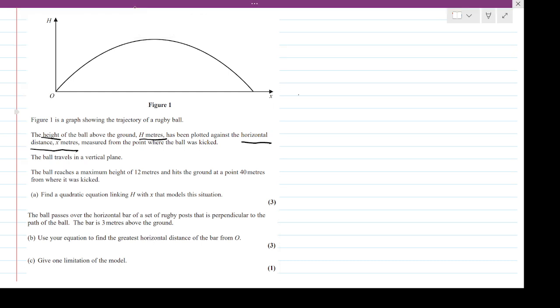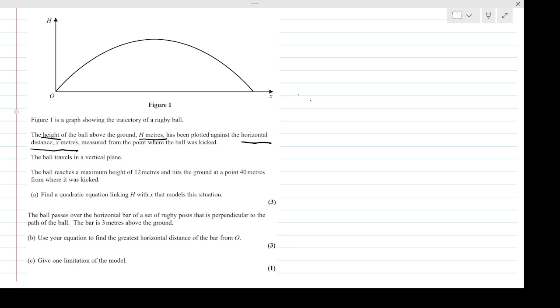So in this case, we don't have time now. We have x and h. So x is the horizontal distance, how far, obviously, on the ground it's travelled, against how far upwards it goes. So not necessarily the time this time. Okay, so the ball's travelled in the vertical plane.